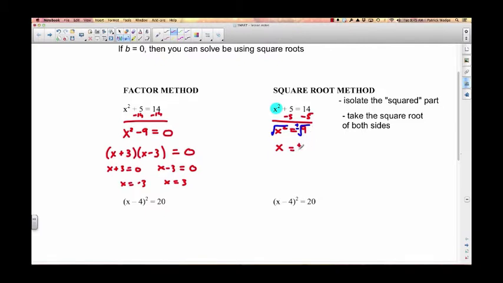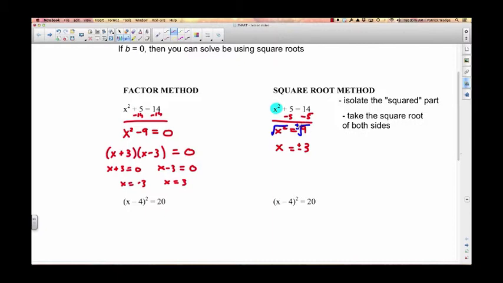So you get plus or minus 3. That's your answer. If you compare plus and minus 3 to this, here you have minus 3 and positive 3. Well, that's the same as plus and minus 3. So these answers are exactly the same. It worked. You can use the factoring method. You can use the square root method. Square root method is a little bit faster, wasn't it?